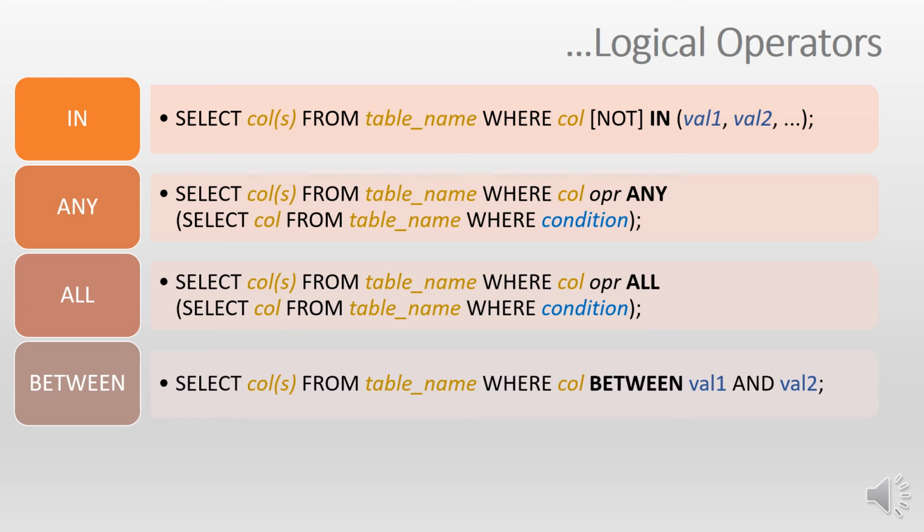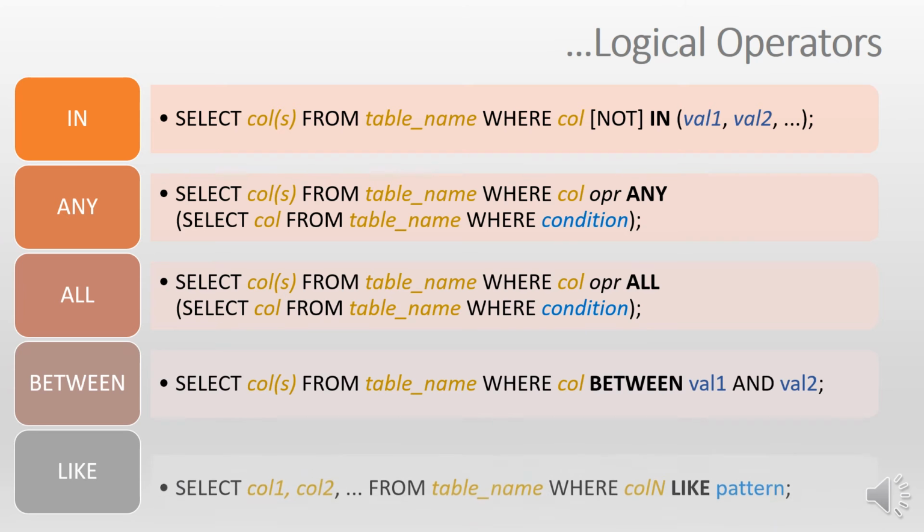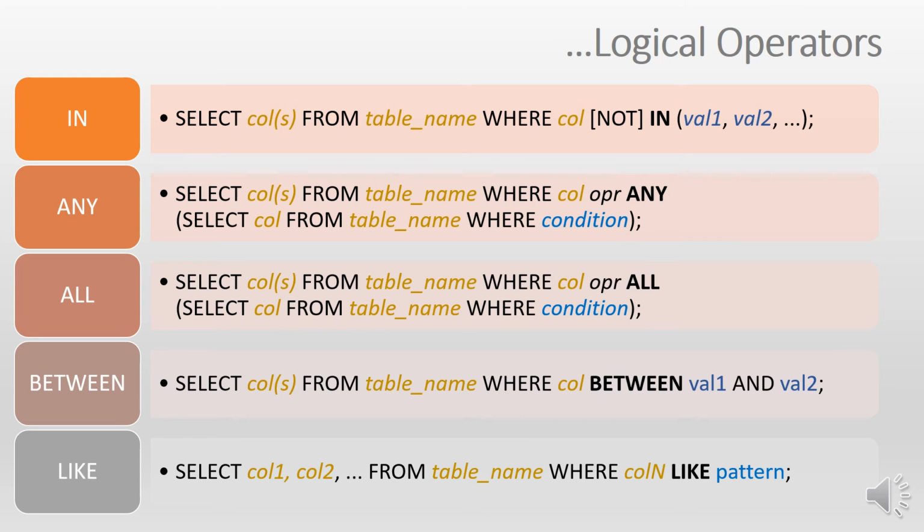BETWEEN is used to check between two values, value 1 and value 2 will be checked. LIKE is used for pattern matching. The LIKE pattern should be given. In this, two characters are used. Percentage symbol stands for any character and any number of characters. Underscore is used for any single character.